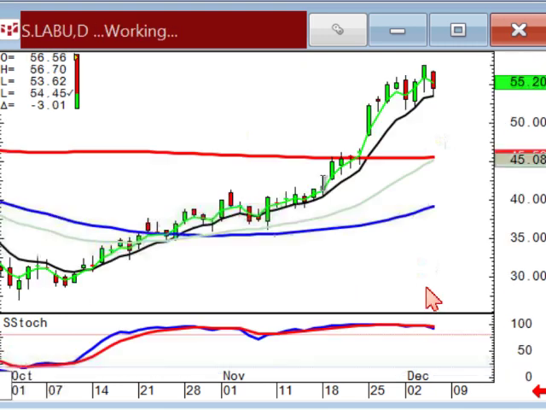Labu, no. Labu is a non-sell signal, and it's still trading above the T-line. So what's that ultimate analysis? No sell signal, and you're trading above the T-line. You still have to assume that you're still in an uptrend.